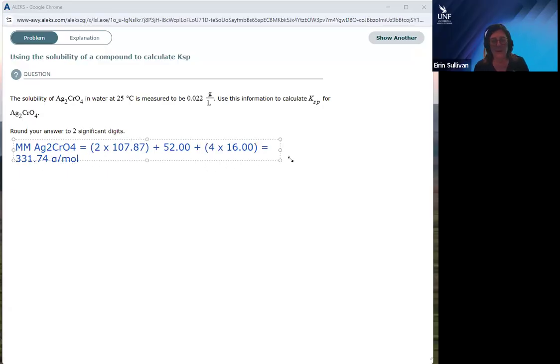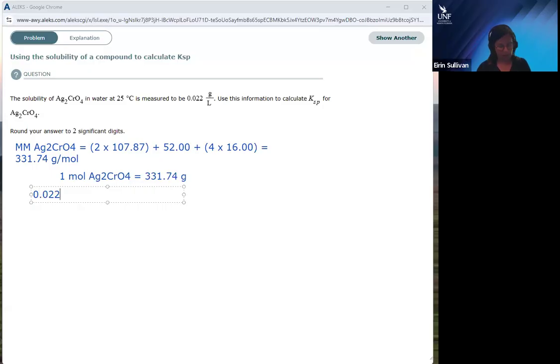Okay, so then I can use that as a conversion factor. So I would rewrite that. For every 1 mole of silver 1 chromate, that weighs exactly 331.74 grams, because then I can take my solubility of 0.022 grams per liter and then use this as a conversion factor to get to moles per liter. So 331.74 grams is the weight of 1 mole of my silver 1 chromate.